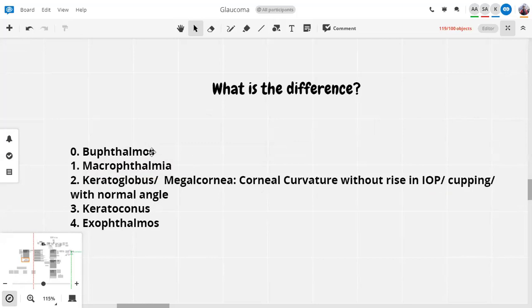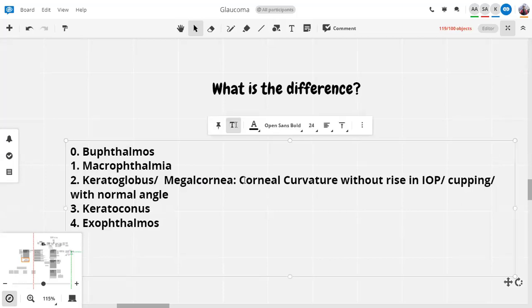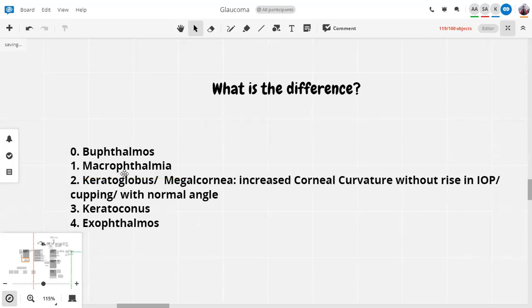However, ophthalmos is due to the rise in intraocular pressure, and ophthalmos is a glaucomatous change. Also the whole eyeball increases. In keratoglobus or megalocornea, only the cornea or the anterior part of the eyeball is increased in size. The corneal curvature is increased. However, there is no intraocular pressure raise, there is no cupping, and the angle is normal. In ophthalmos or in congenital or infantile glaucoma, there was something wrong with the angle. That is why we were having an increased IOP. So we learned these two terms.